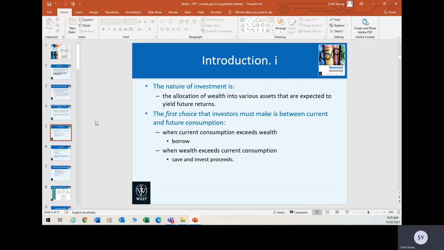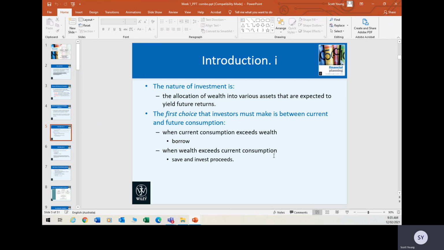What the nature of investment is: allocating wealth into various assets that are expected to yield future returns. So again, a slightly different definition, but on the same path, on the same track, meaning the same thing. Okay, and again, in a different way of looking at this, investors, do they need money now or in the future? So borrow or save and invest. If current consumption exceeds your wealth, you're borrowing. Typically people do for houses, right? There's an example.